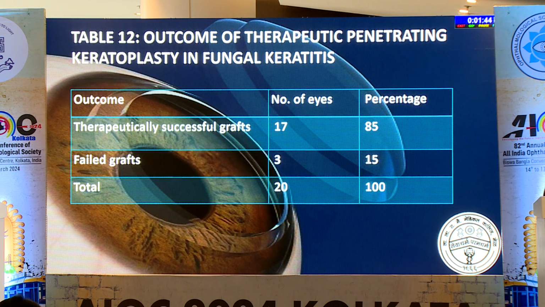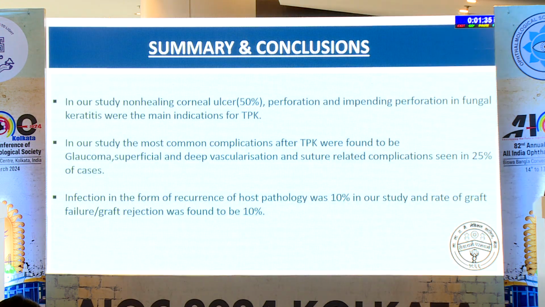And so outcome of therapeutic penetrating keratoplasty in fungal keratitis, we have 85% of the grafts were therapeutically successful, while 15% were failed graft. In our study, non-healing corneal ulcer, perforation and impending perforation in fungal keratitis were the main indication for TPK, and most common complications after TPK were found to be glaucoma, superficial and deep vascularization, and suture-related complications, which are seen in 25% of cases.